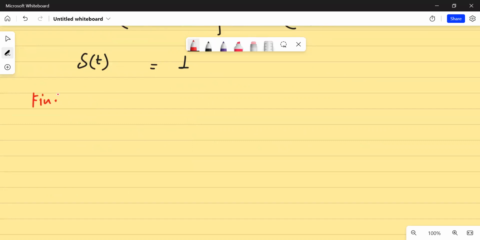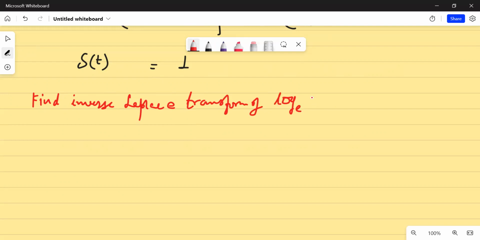Find the inverse Laplace transform of ln, log to the base e, of (s plus b) divided by (s plus a). You have to find this thing. You have to find the inverse Laplace transform of ln of (s plus b) divided by (s plus a).